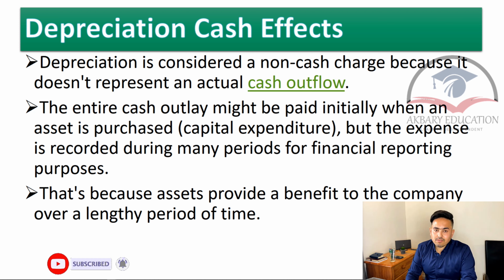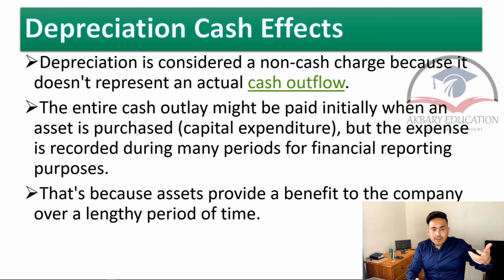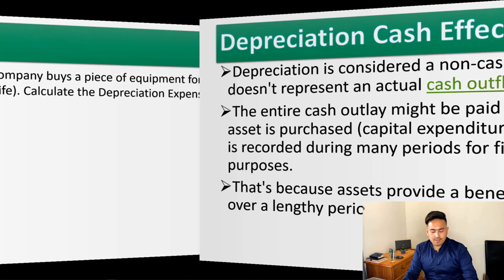Why? The matching principle. We are earning revenue, that's why we are recording that as a depreciation, which is initially paid as an asset. That's because assets provide a benefit to the company over a lengthy period of time. We are benefiting from that while we are using it to generate the income.